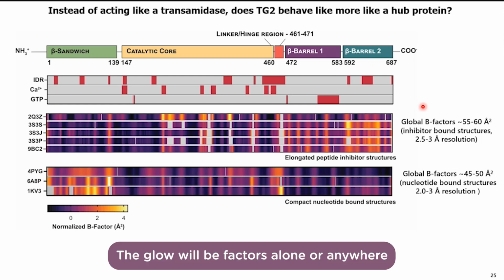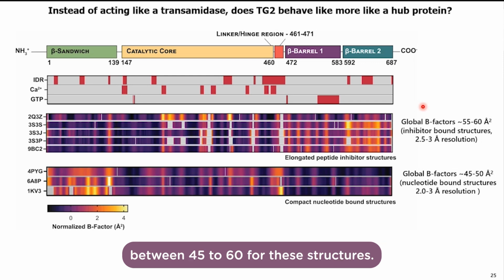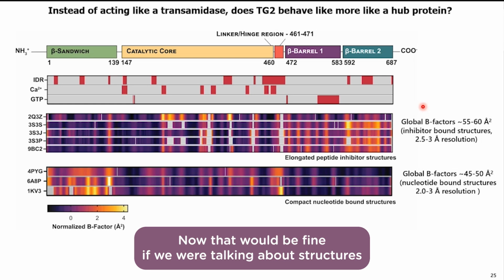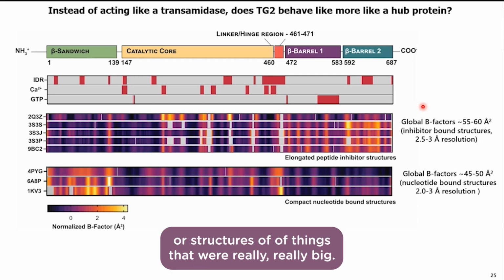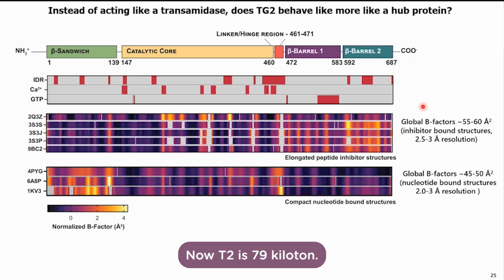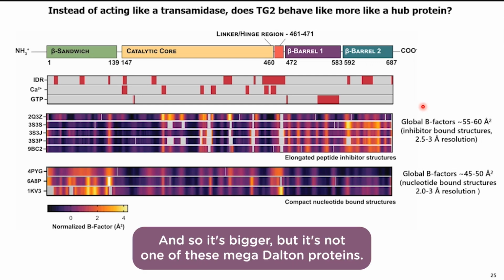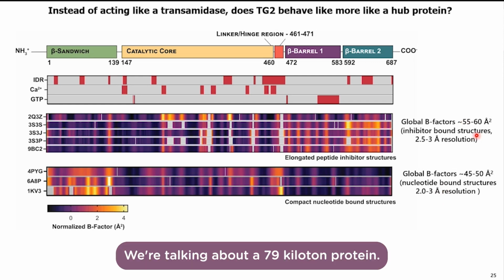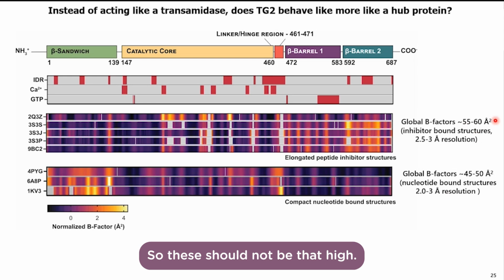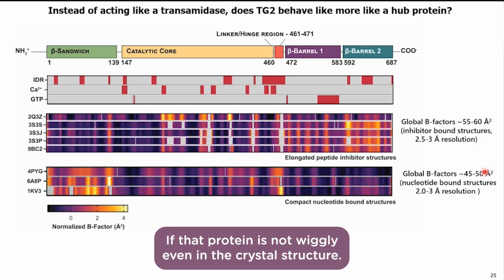The global B factors alone are anywhere between 45 to 60 for these structures. Now that'd be fine if we were talking about structures that were 5 angstrom, 6 angstrom, or structures of things that were really, really big. Now TG2 is 79 kilodaltons, so it's bigger, but it's not one of these megadalton proteins, right? So we're talking resolution of 2 to 3 angstroms. We're talking about a 79 kilodalton protein. So these should not be that high if that protein is not wiggly, even in the crystal structure.